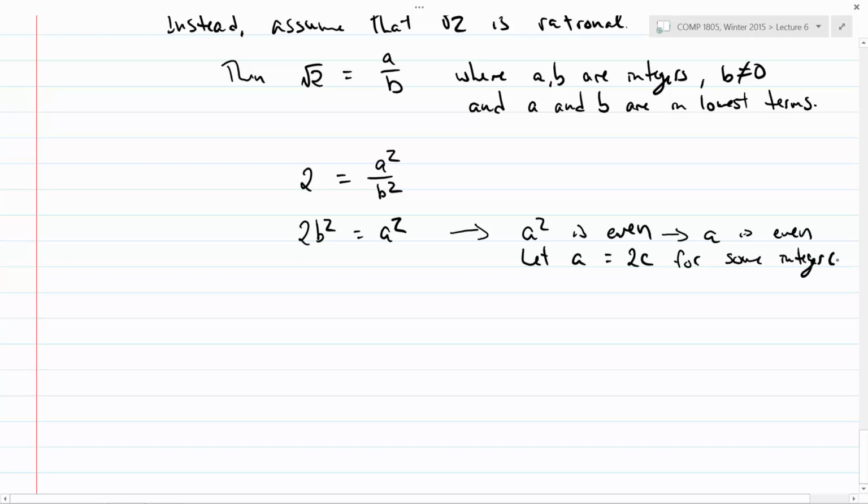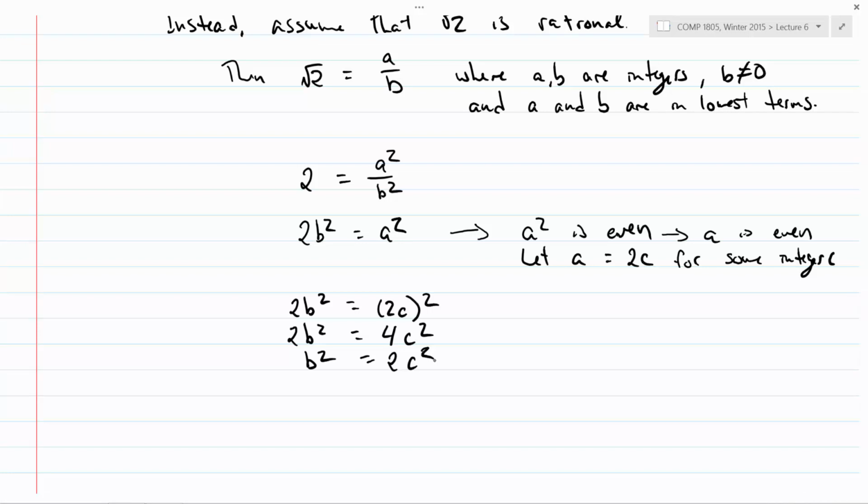All right, so that means that 2b squared is equal to 2c squared, right? Because a is equal to 2c. All right, so that means that 2b squared is equal to 4c squared. Still good? Just expanding out the brackets. All right. So now I'll say b squared is equal to 2c squared. Right? I'll divide both sides by 2.